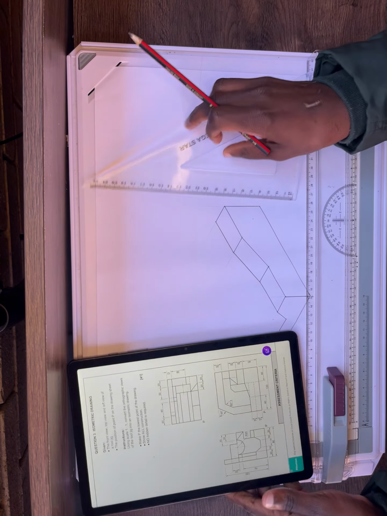Same applies. Now that I've drawn this one, you can see that this line also is joined from here to here. Then it will give us a piece that looks like a triangle. This one, I'm just gonna join it from here to here. From here to here. Catch up. Then now let us continue.